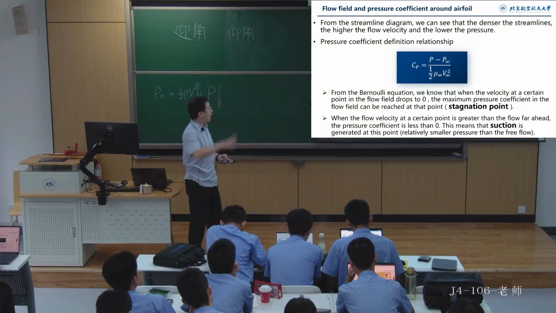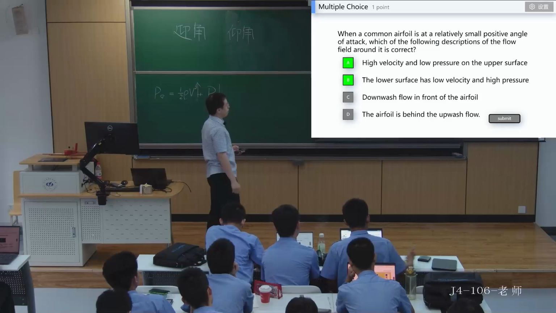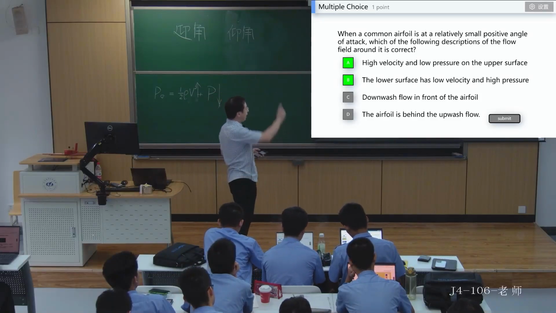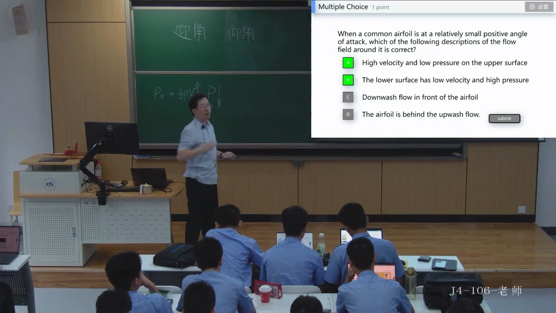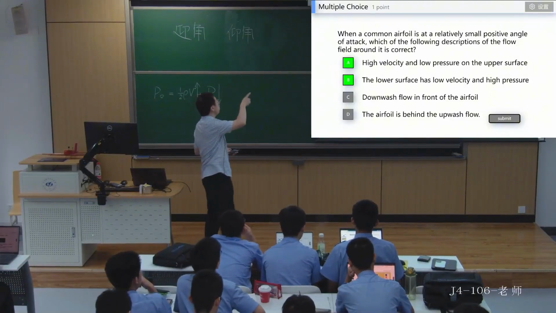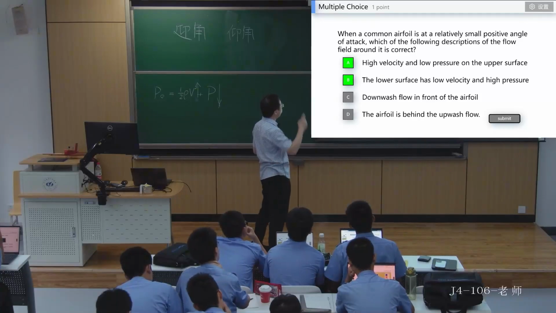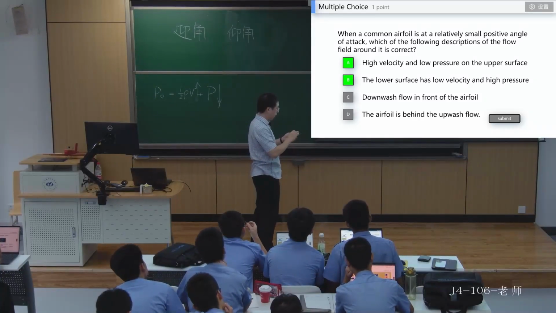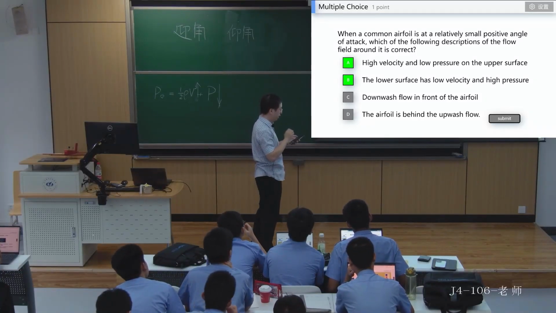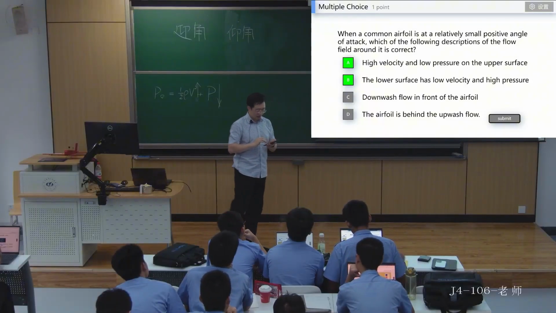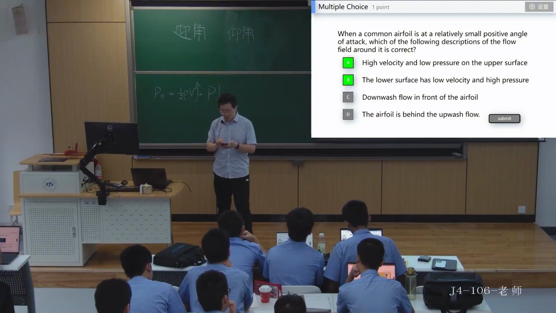Alright, before we look at the specific surface force distribution on this particular airfoil, let's first review what our two-dimensional flow looks like. For a typical airfoil, at a relatively small positive angle of attack, which of the following descriptions about the surrounding flow field are correct? Note that this is a multiple choice question. Please take a look, and you have 1 minute.